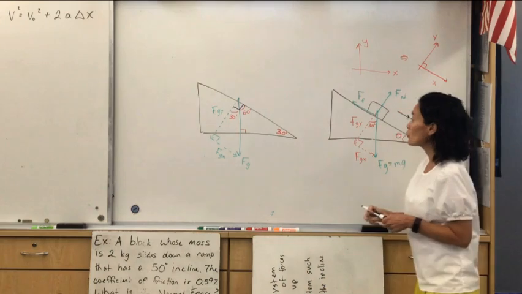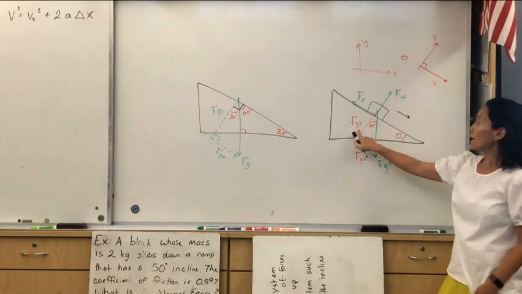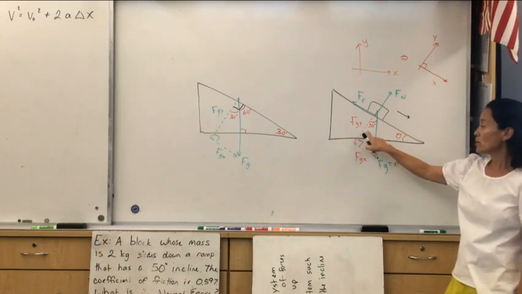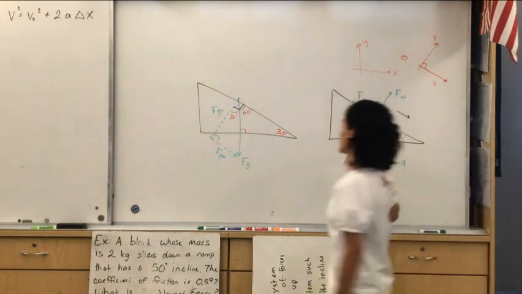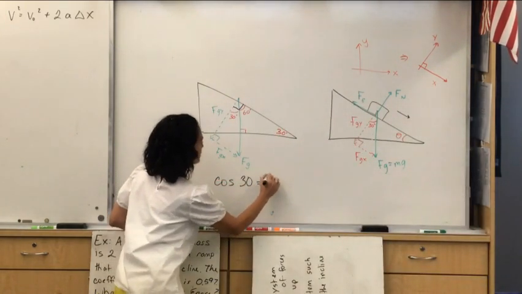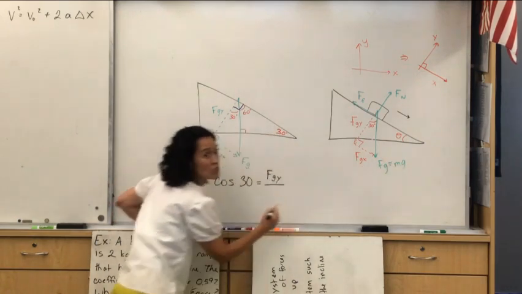And if we think about just the SOHCAHTOA stuff, Fgy is adjacent to the angle. So when I'm thinking about my equations here, I would say, well, cosine of 30 is Fgy over Fg. And I'm just going to put mg here.